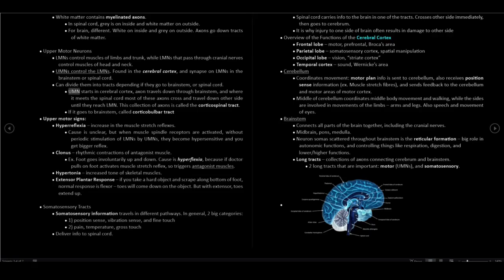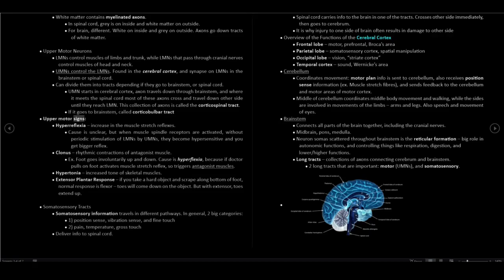UMN starts in cerebral cortex, axon travels down through brainstem, and where it meets the spinal cord most of these axons cross and travel down other side until they reach LMN. This collection of axons is called the corticospinal tract. If it goes to brainstem, called corticobulbar tract.